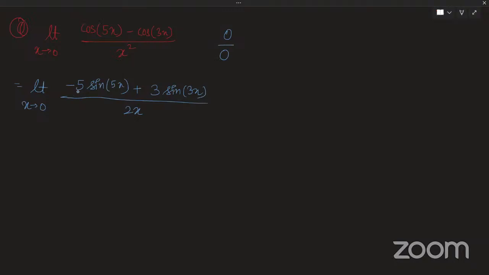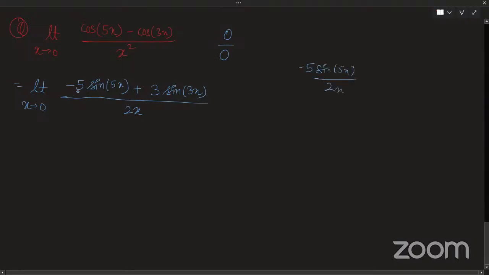If you want to go for derivative, we can go for derivative also. But instead of that, we already have a method. What you can do is split the terms. So you'll get minus sine 5x by 2x, right? Plus 3 sine 3x by 2x, right? And x is tending to 0. We can do this.